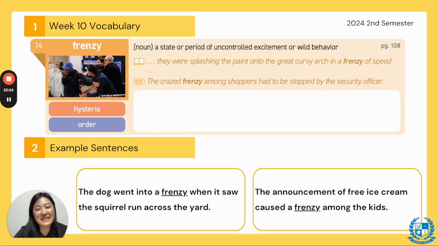Next one, it says the announcement of free ice cream caused a frenzy among the kids. Meaning everyone was like, what? Free ice cream, let's go! And then we would all run. I would run. Would you run? I would. Yeah. Frenzy.